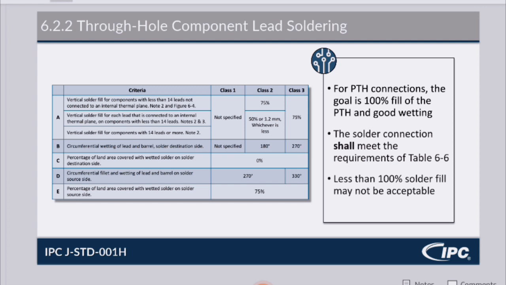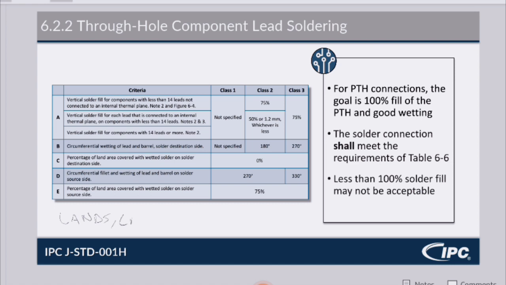6.2.2 through hole component lead soldering. When soldering component leads into plated through hole connections, the goal of the process is to accomplish 100% fill of the plated through hole with solder and good wetting to the lands and leads. I'm going to write this down here. This is in your book.